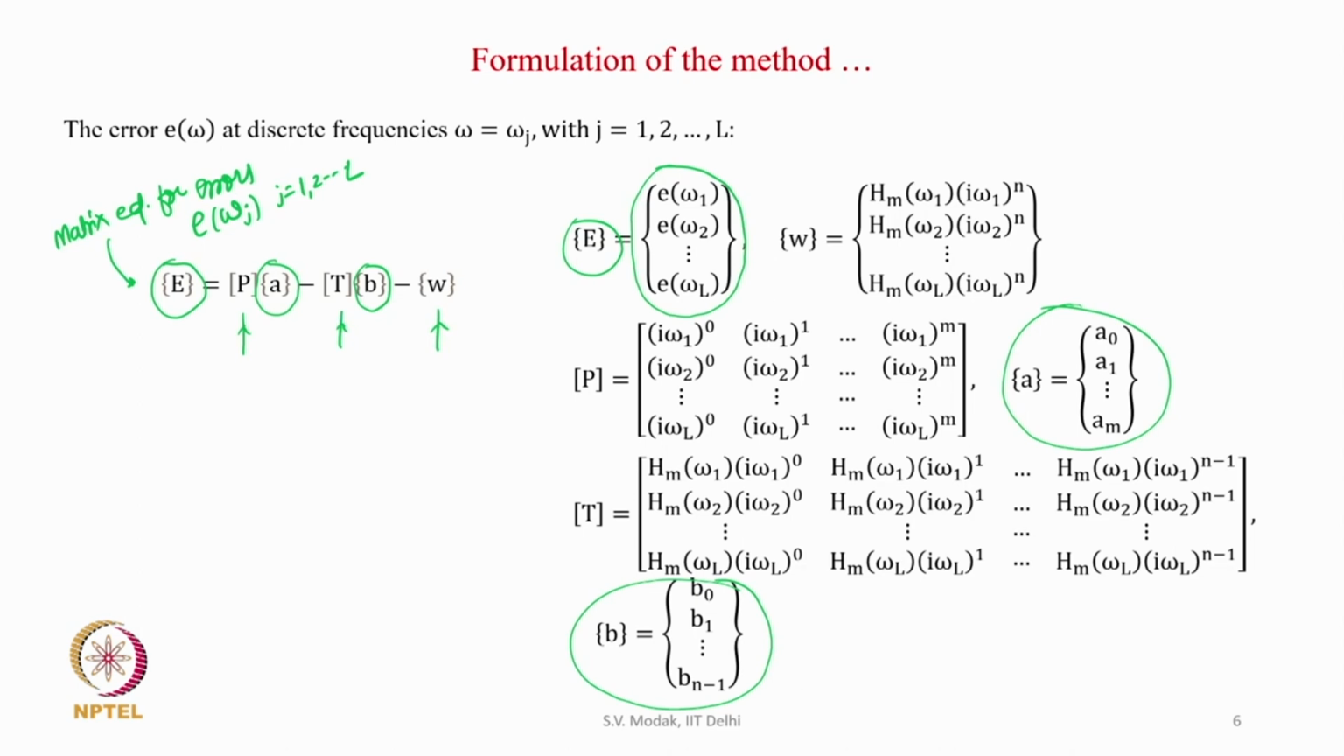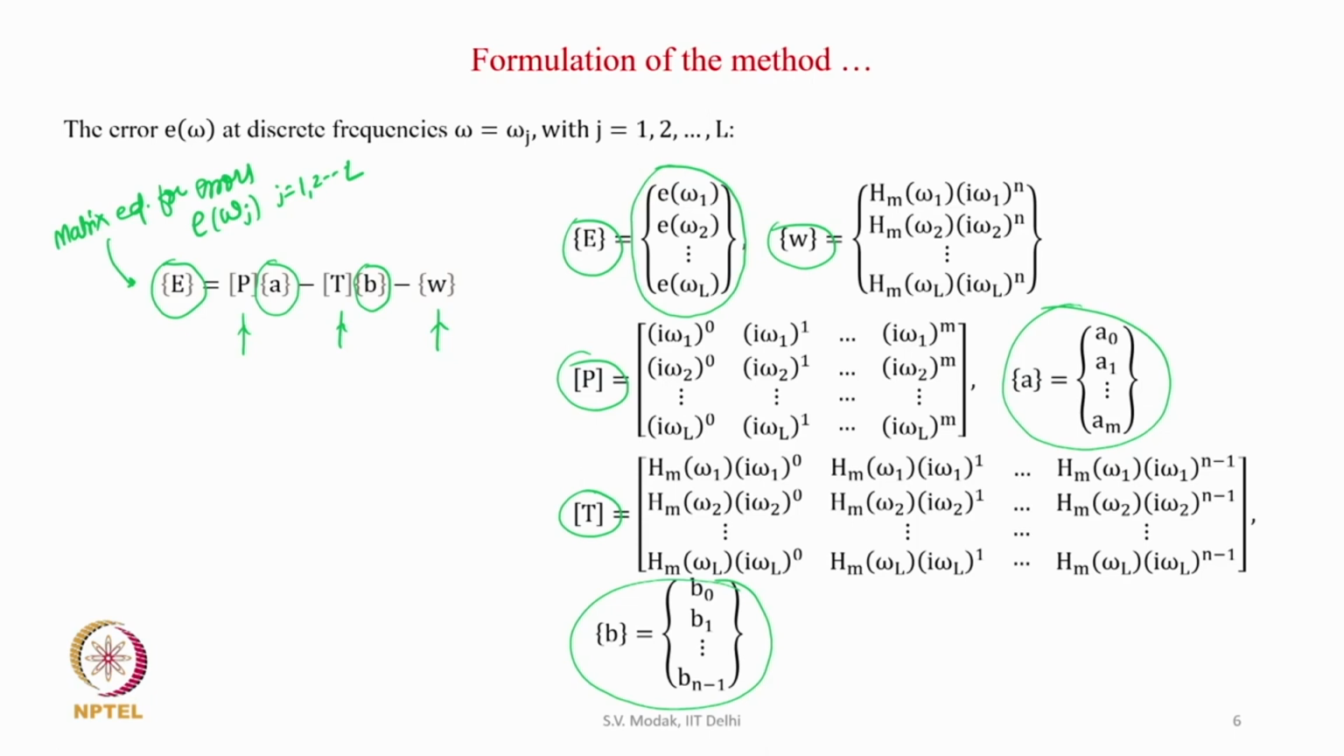These quantities depend on the values of the measured FRF at this discrete L number of frequency points and the values of those discrete frequencies themselves. So the P matrix, T matrix and W vector are fixed once the frequency points have been chosen, and the vectors A and B are unknowns. We would like to find A and B such that the vector E is minimum.